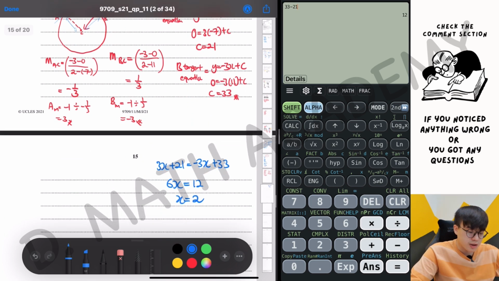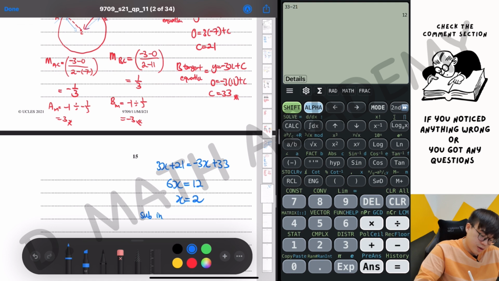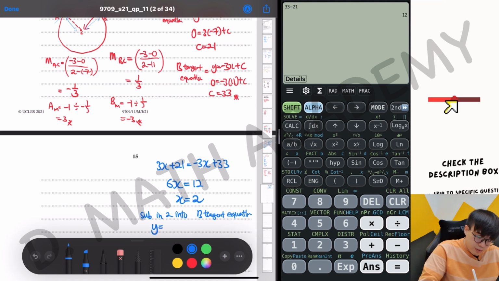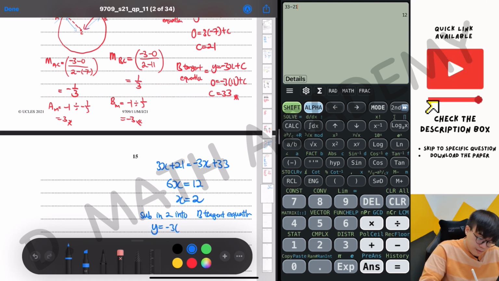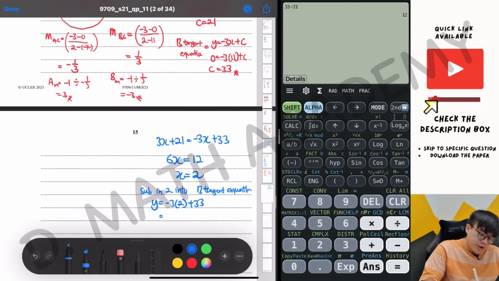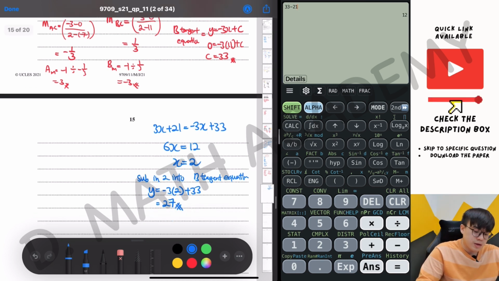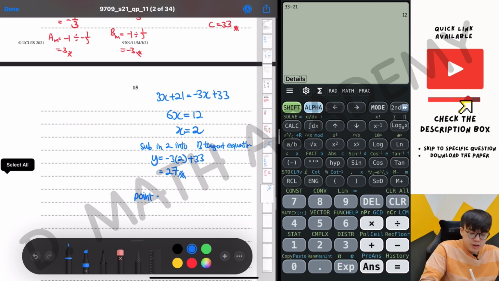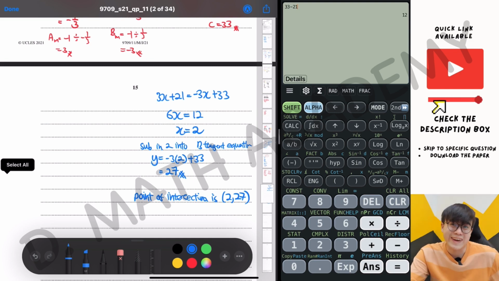So if this 2 is not enough, you need to sub in 2 into either one of the equation, the tangent equation. Then you get your results as y equals to negative 3, 2 plus 33. So from this, you will get your results as 27. So the point of intersection is 2 over 27. So the details here is quite lengthy.